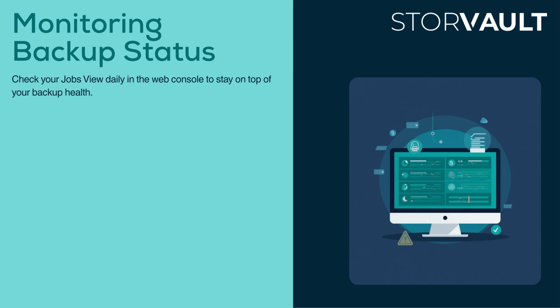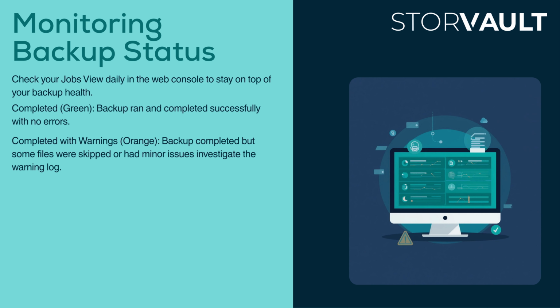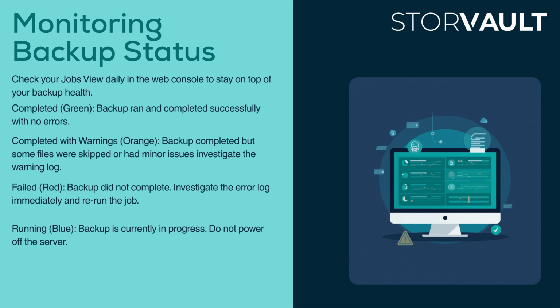Check your jobs view in the web console every day. A green status means your backup completed successfully. Orange means it completed with warnings. Check the log for skipped files. Red means it failed. Investigate and rerun immediately. Blue means it's currently running. Don't power off the server. We strongly recommend setting up email notifications so you're alerted the moment a backup fails.